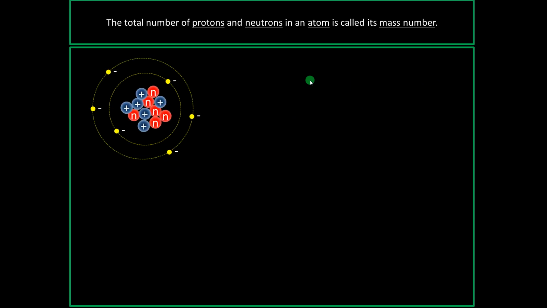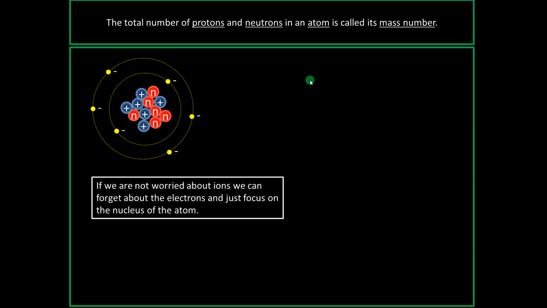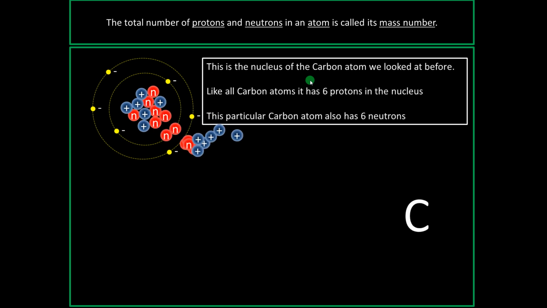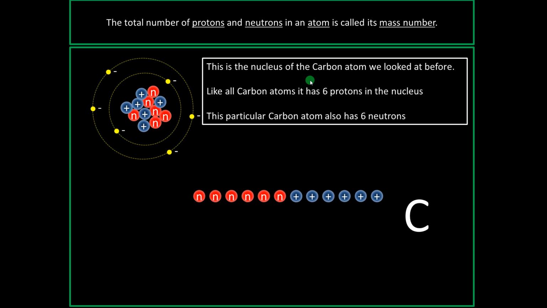Okay. Now, there's another quantity you need to know about, this time called the mass number. And this is the total number of protons and neutrons in the nucleus. At this point I'm going to lose the electrons because we're going to be focused mainly on the nucleus. This is where all the radioactivity happens, if you like. If we're not worried about ions, that's not a problem, because the only place where electrons are important is in the formation of ions.